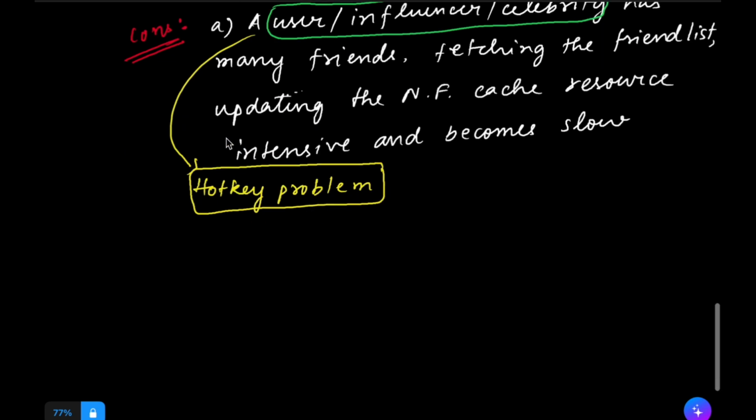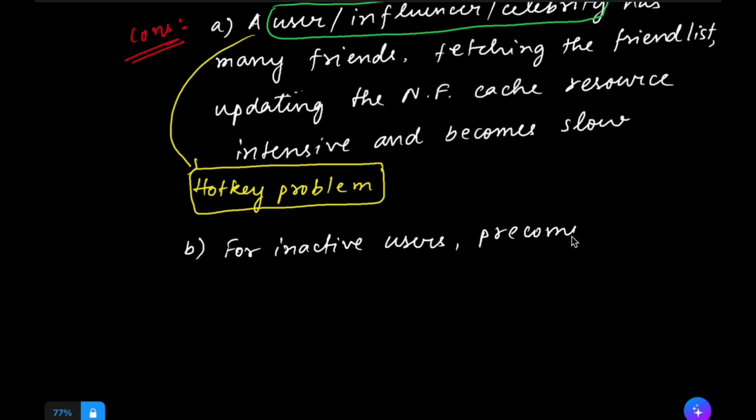And another thing is, suppose a particular friend has been inactive on a particular social media platform or application. Every time his friend or a particular user posts, we have to pre-compute the news feed of that user who has been inactive, and that becomes time consuming and a wastage of resource. So for inactive users, pre-computing news feed is time consuming or a wastage of resource.